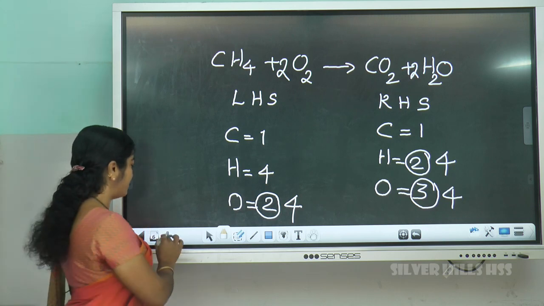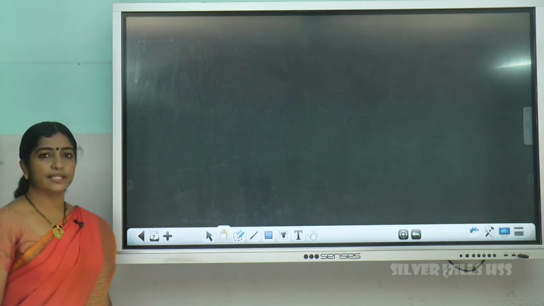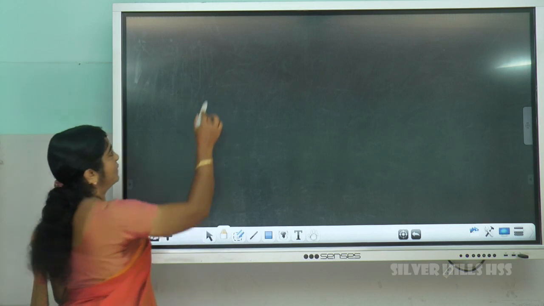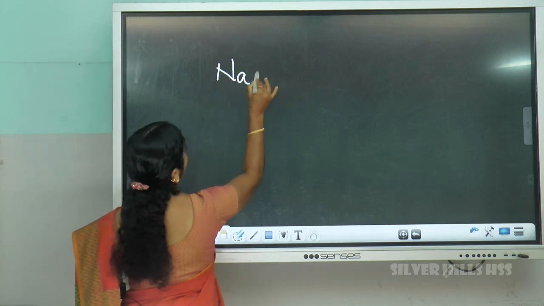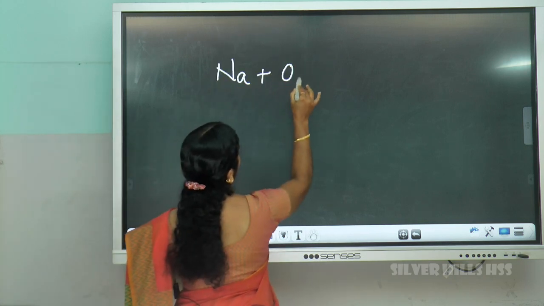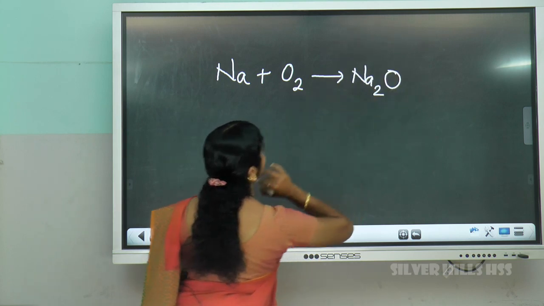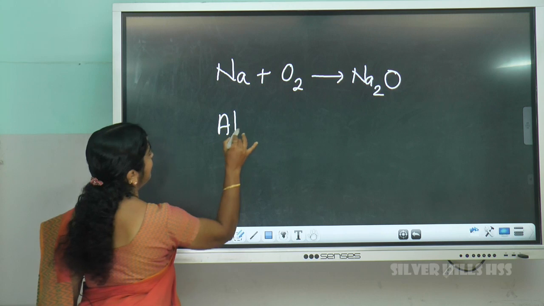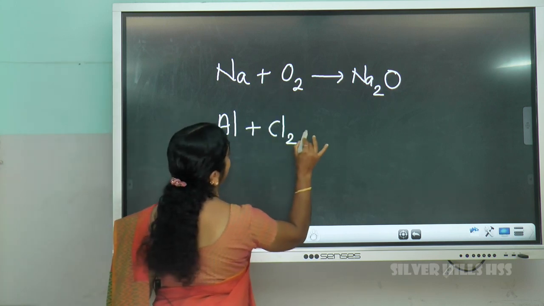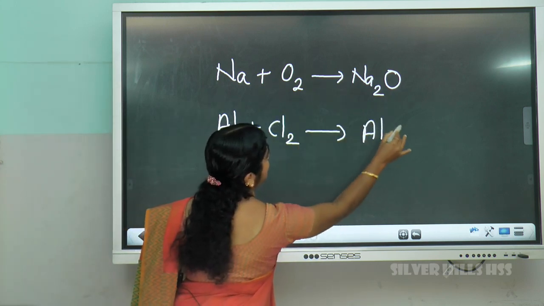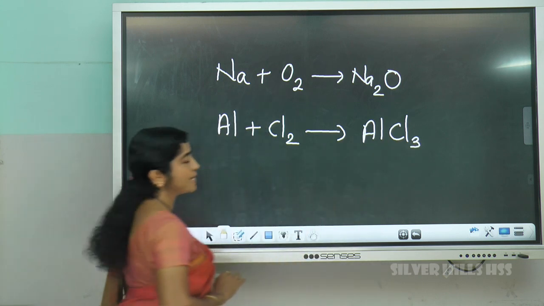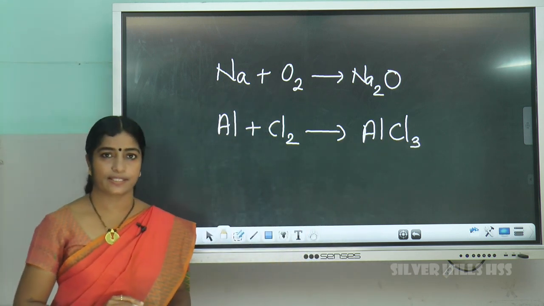Then I will give some chemical equations. You try to balance them. Na plus O2 gives Na2O. Al plus Cl2 gives AlCl3. Try to balance these equations.